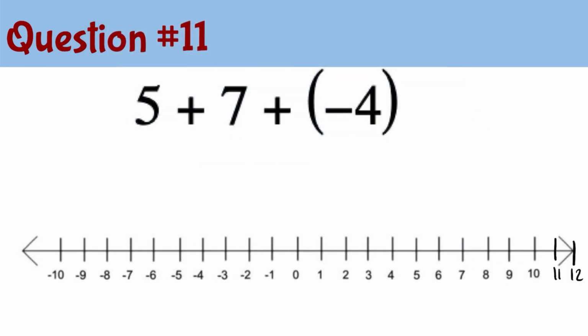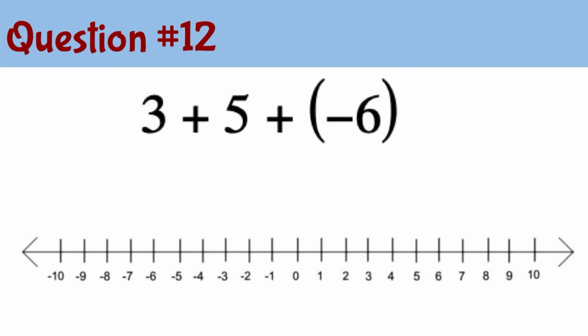Question 11. 5 plus 7 plus negative 4. Here we're starting with the number 5. And we're moving 7 units to the right. So we have 1, 2, 3, 4, 5, 6, 7. It's at 12. Now from the 12, we're adding negative 4. So this means we're moving 4 units left. 1, 2, 3, 4. So the final answer is 8.